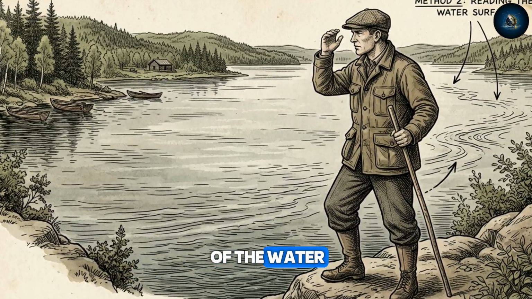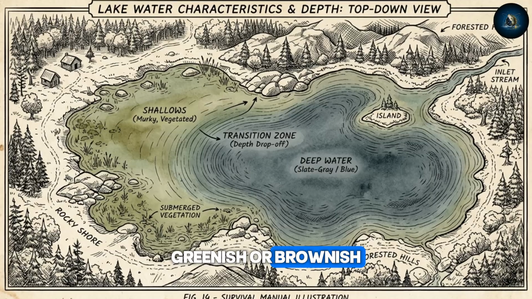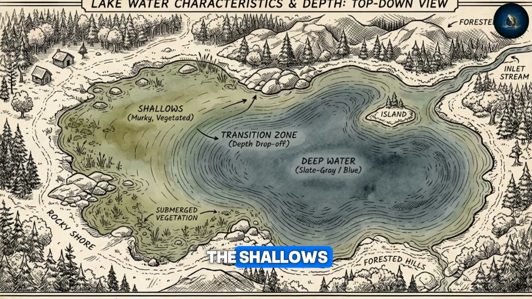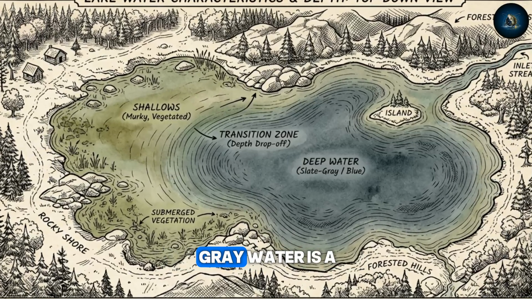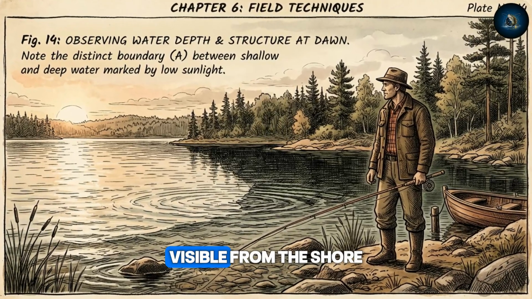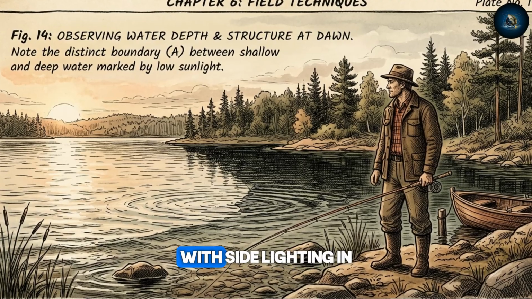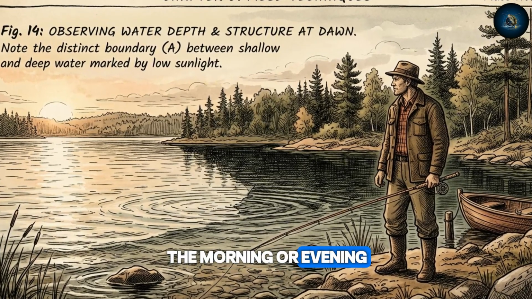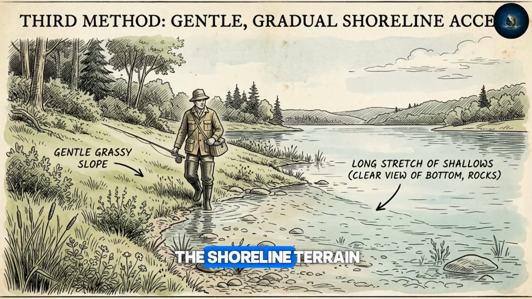The second method is visual. Look at the color of the water. Greenish or brownish, murky water is usually the shallows. Darker, almost blue or gray water is a sign of depth. The boundary between them is often visible from the shore on a clear day with side lighting, in the morning or evening. The third method is the shoreline terrain.